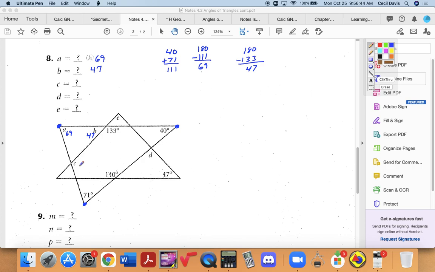What is the faster way to find angle C? No, there's no parallel line, so we can't use alternate interior or any of those other things. Two interior angles equals one exterior angle. Yeah, the exterior angle is equal to the sum of the two remote interiors. So all I have to do to find this angle labeled C is add 69 and 47, and I'm done. That's 116, and that's angle C.